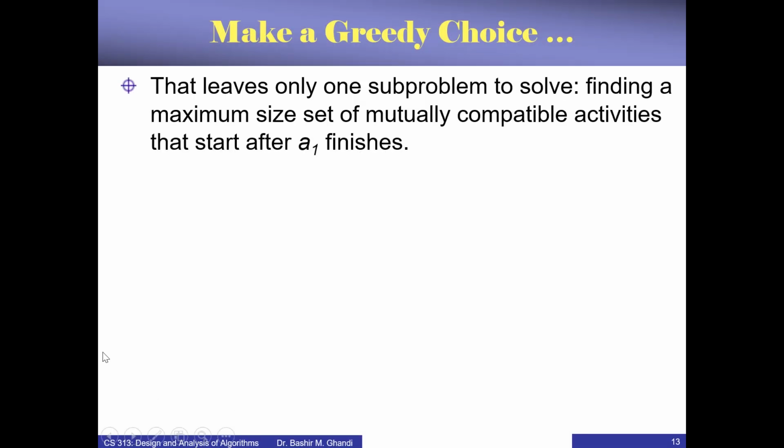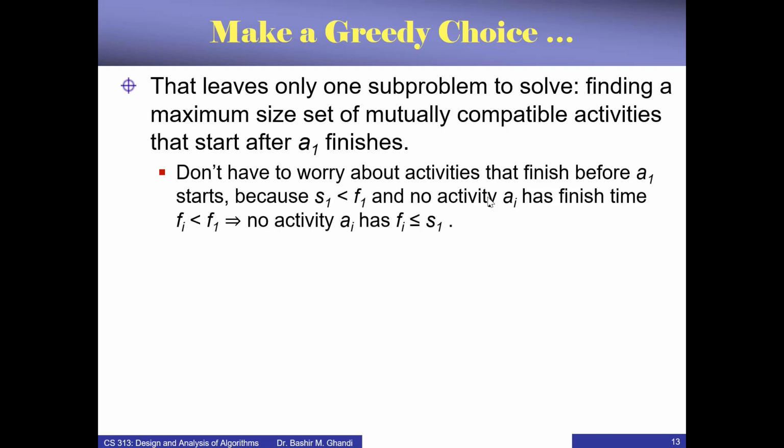Now once we choose A1, that leaves us with only one sub-problem to solve. The problem will be finding the maximum size set of mutually compatible activities that starts after A1 finishes. Basically, we're going to concentrate now on the rest of the activities, those that start after A1 finishes. Now we don't have to worry about activities that finish before A1 starts. Why? Because remember, F1 is the first activity to finish.